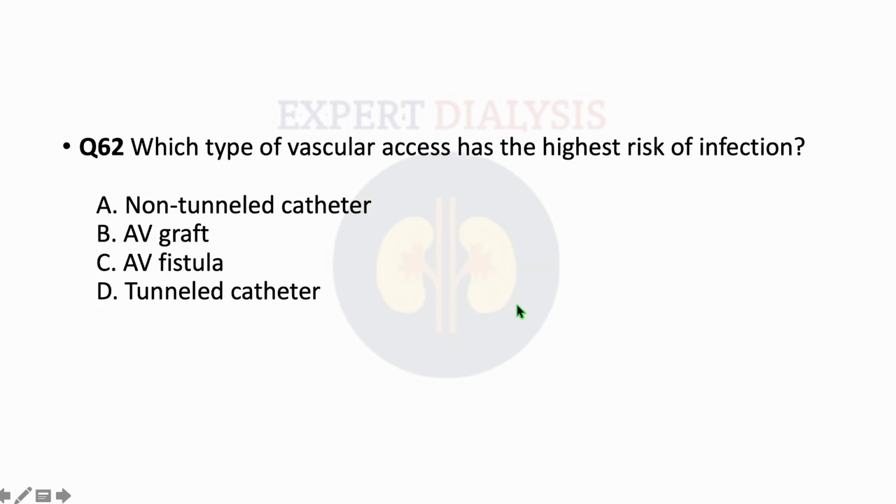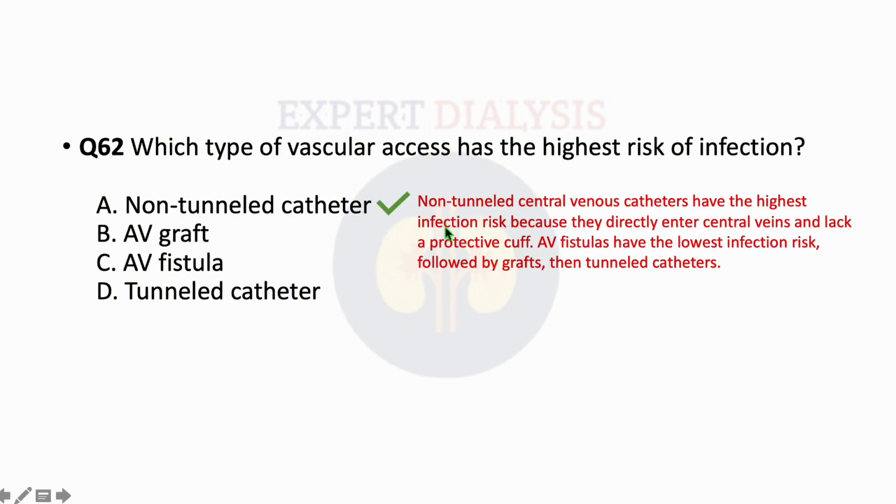Moving ahead to the second question, it says: which type of vascular access has the highest risk of infection? We have four options here, and we have to choose the one that has the highest risk of infection. The first one is non-tunneled catheter, second one is AV graft, third one is AV fistula, and fourth one is tunneled catheter. It is a very easy question. The answer will be non-tunneled catheter.